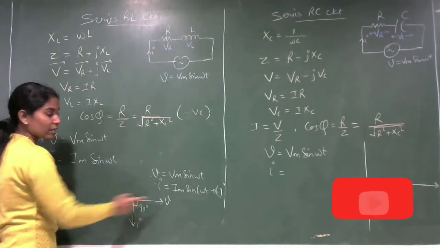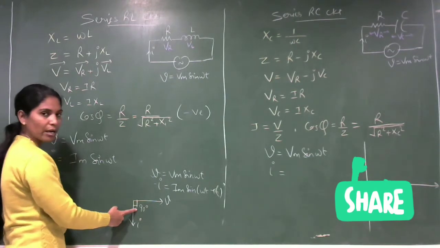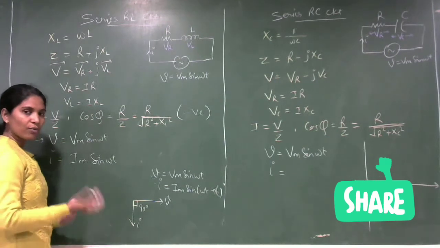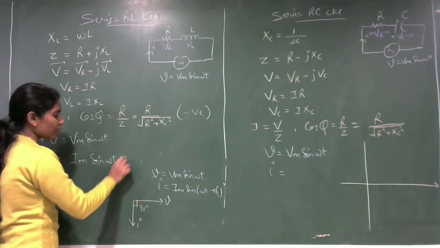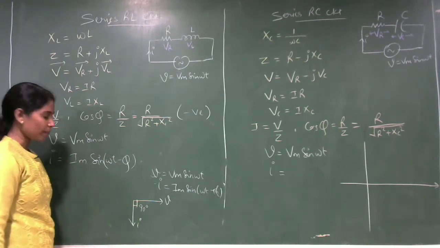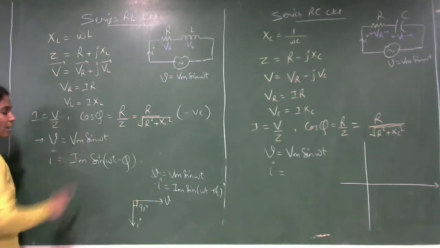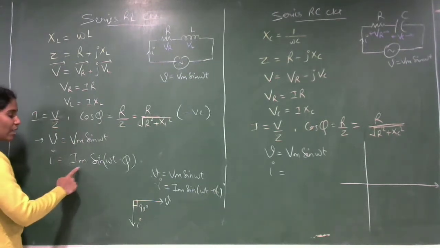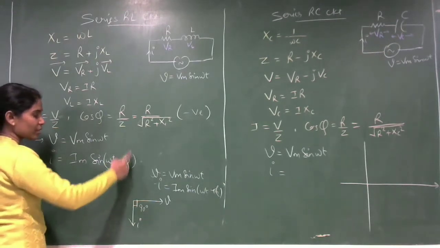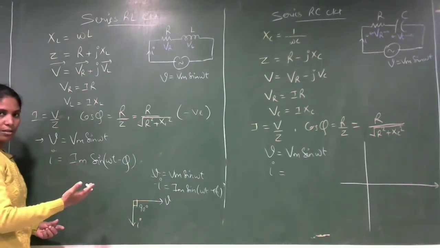That current will lag the voltage. That lagging nature will be there, but it will not be exactly 90 degrees. Whatever the angle is, it is represented with the angle phi. You can represent it with theta, alpha, whatever. So the equation for current in a series RL circuit will be in this format: Im sin(omega t minus phi), where phi represents the lagging nature of the current to the voltage.